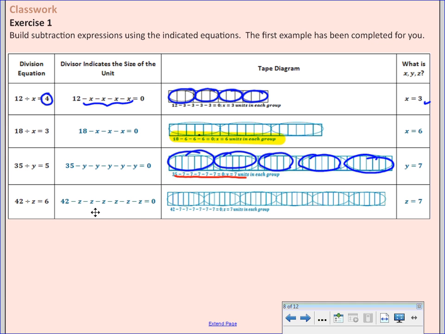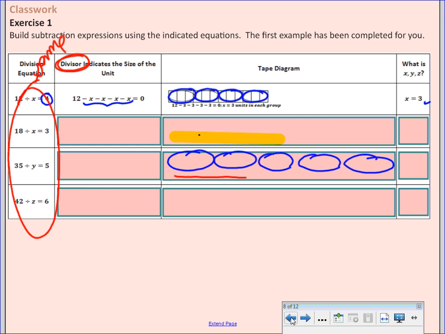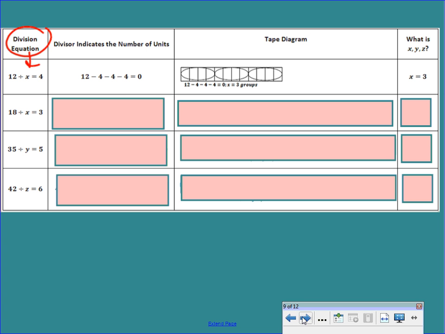If we take a look at the table below on your notes, they're the same division equations. This column is exactly the same, except we looked at the divisor to tell us the size of the unit. Now we're going to look at the quotients to help us. So our division equations are the same. So here the divisor indicated the size of the unit. Here the divisor is going to indicate the number of units.